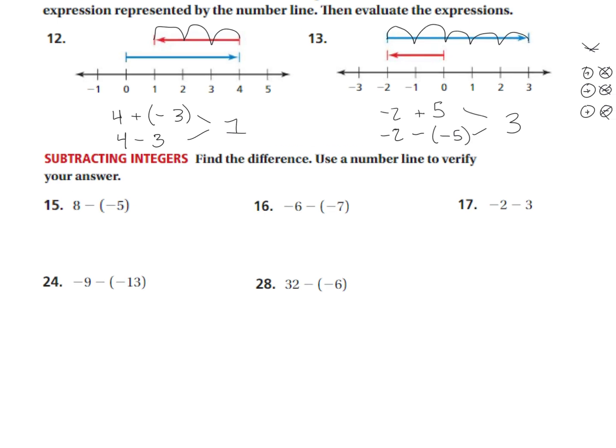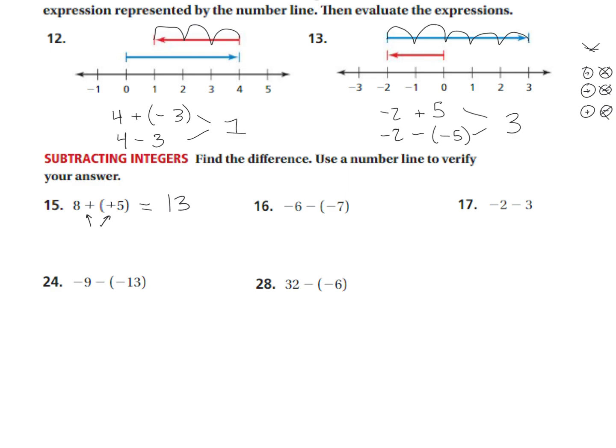15, 16, 17, 24, 28. Okay, it says find the difference, use the number line to verify your answers. You can certainly do that. I am going to use a little bit of karate math, right? I see we have a subtract negative, which is a chop-chop situation. So there's a chop, there's a chop. 8 plus positive 5, well, that's just 13.